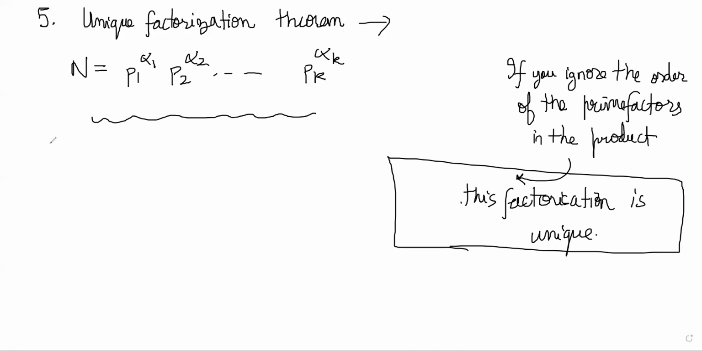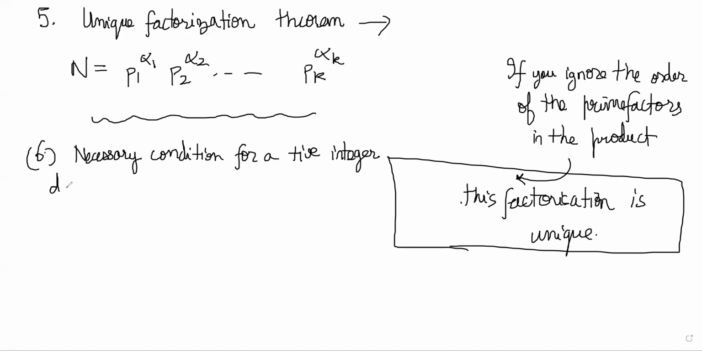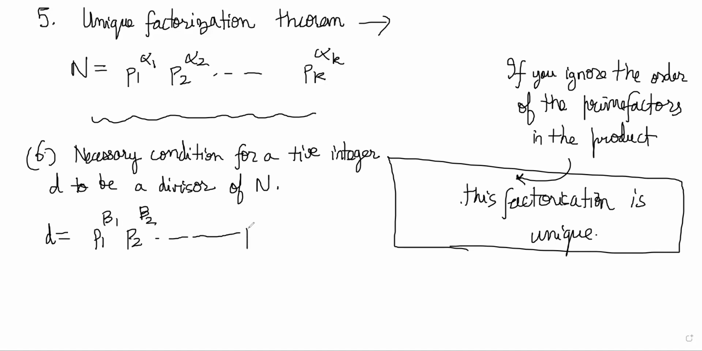Now, using this prime factorization, we can figure out certain other things. For example, what is the necessary condition for a positive integer d to be a divisor of n? In order for d to be a divisor of n, d should have the same prime factorization, but the powers could be different. D's prime factorization can also be written like this, but in this case, 0 is less than or equal to beta i, which is less than or equal to alpha i, for i going from 1 to k.